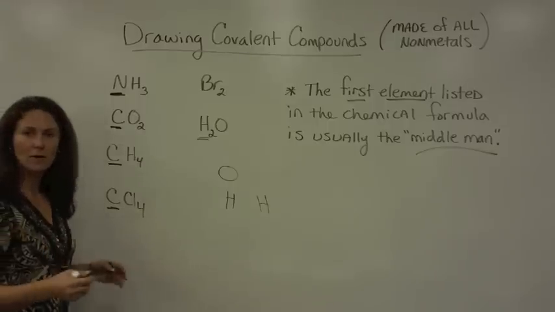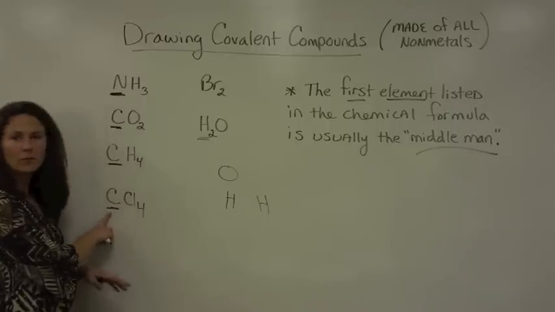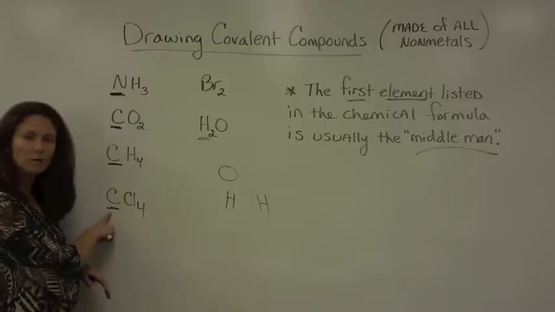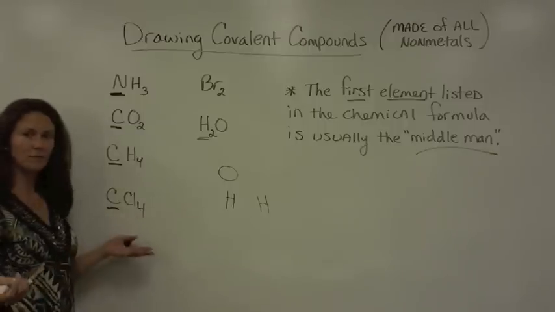So when we start to draw these, we're going to look at the chemical formula. We're going to look at the first one listed, and generally that is one that can bond to most things or form most bonds, and that's usually a middle person. So let's draw some.